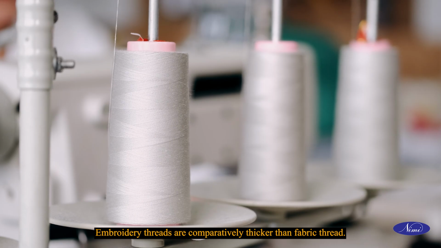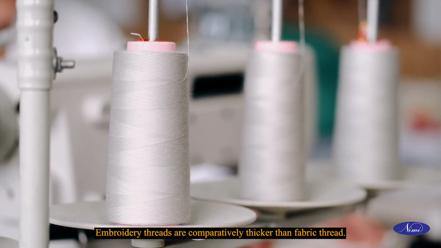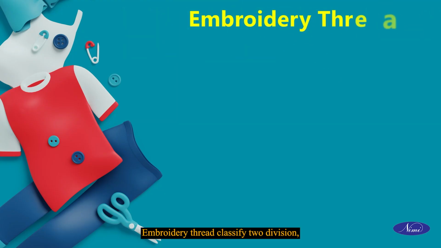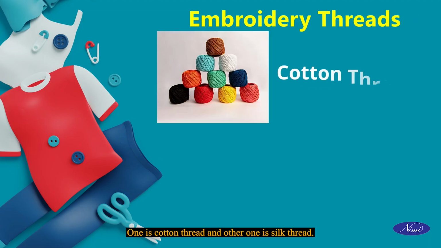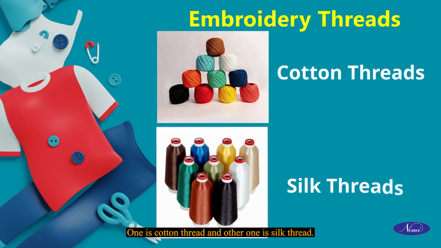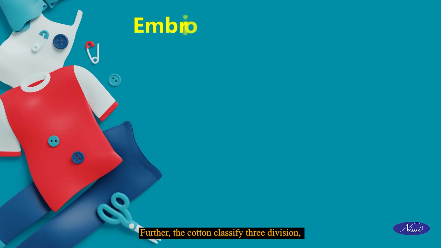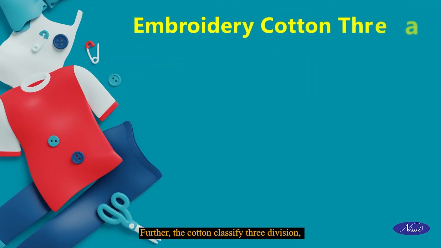Embroidery threads. Embroidery threads are comparatively thicker than fabric thread. Embroidery thread is classified into two divisions. One is cotton thread and the other one is silk thread. Further, cotton is classified into three divisions.